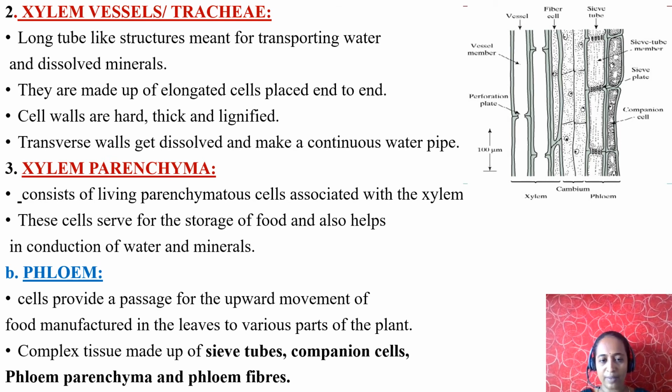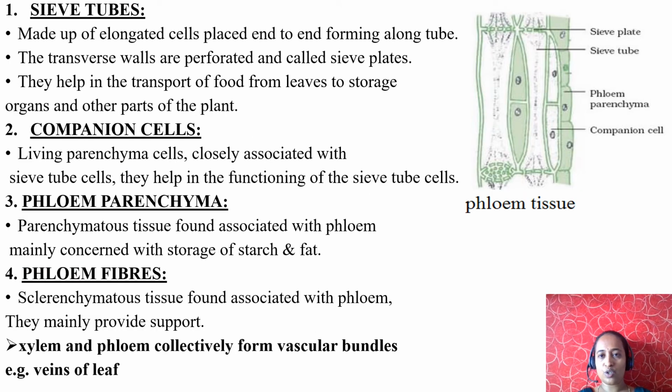Phloem is made by different types of tissues. Let us see what are those tissues or cells. The elements of phloem are sieve tube, companion cells, phloem parenchyma and phloem fibers. This is the tissue of phloem. See the right hand side picture. This is a phloem tissue. First, let us see what are sieve tubes. Sieve tubes, companion cells, phloem parenchyma and phloem fibers. All these are the elements of phloem.